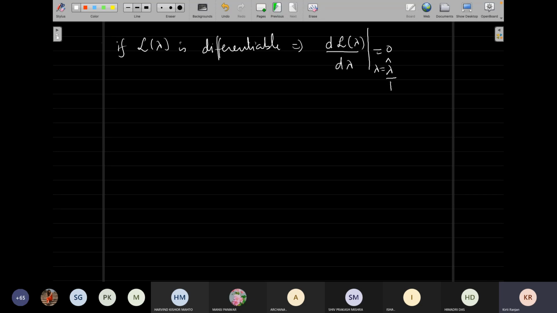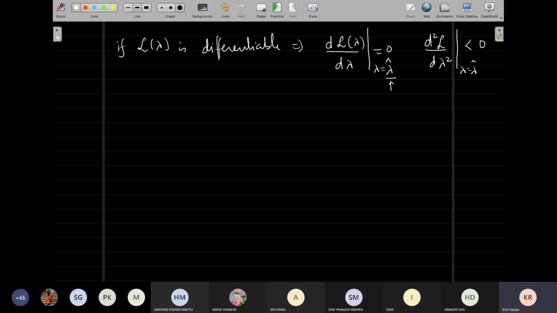For a specific choice, this specific choice is called the estimator. And of course, since it's maximization, what will happen to the second derivative at lambda equal to this? It must be less than 0. So this is all we have to do.